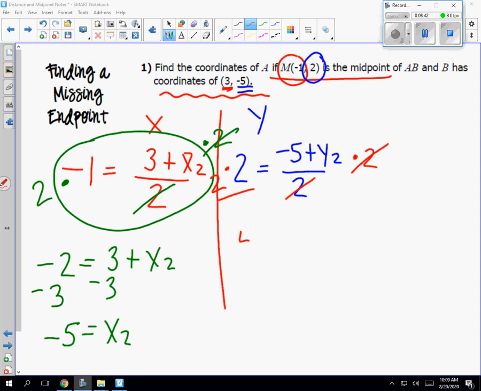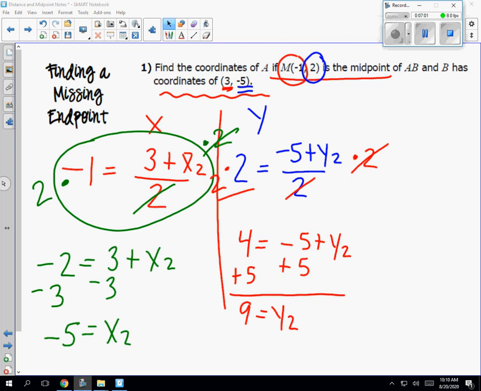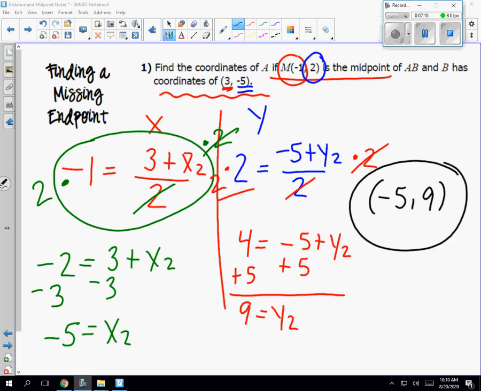So I have 2 times 2, which is 4, and then -5 plus y2. And then to get y2 by itself, I have to do the opposite operation of a negative, so I need to add 5 on both sides. And so I have 4 plus 5, which is 9, equals y2. So my missing endpoint, the coordinate would be -5, 9. And that is my answer.